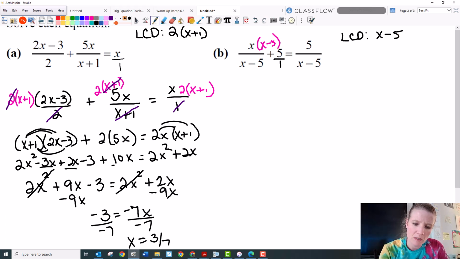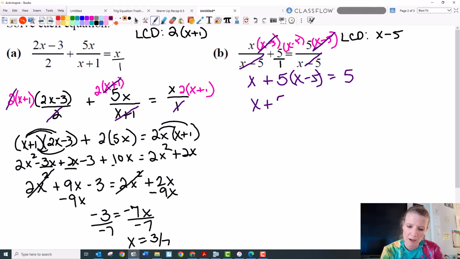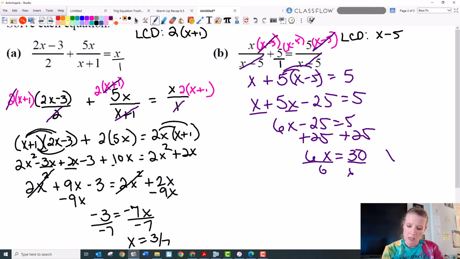So I'm going to put an x minus 5 on all the tops. Okay, so my x minus 5's here cancel. Nothing cancels on the second one, but then my x minus 5's cancel there. So I have an x left on the first one, a 5 and an x minus 5, and then just a 5. So x plus 5x minus, just go ahead and distribute that out, 25. Combine like terms, you have 6x. Add the 25. So 6x equals 30, and then divide by 6, x equals 5.